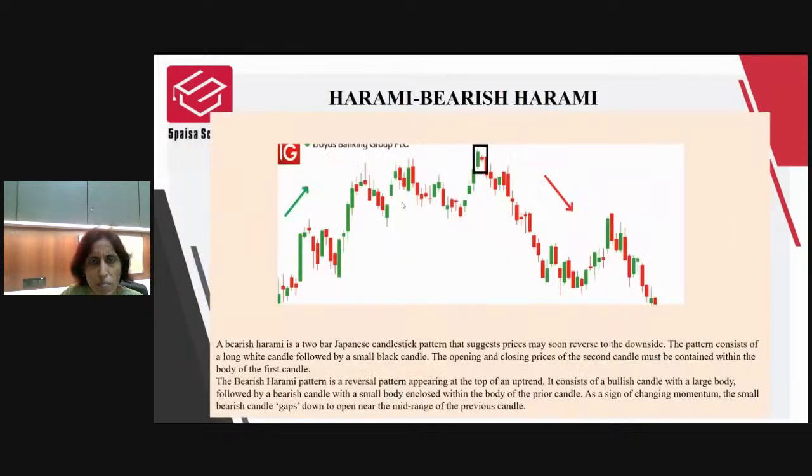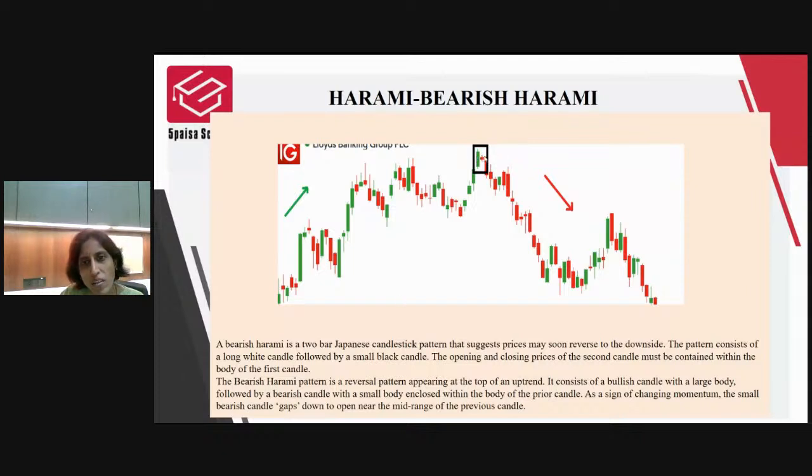So here is the chart type of a bearish harami. As you can see, the market is going up, and then you see this green real body followed by a red real body, and this red real body is very much contained within the previous day's candlestick, which was green in color. This small real body is very much contained in the previous day's candle, which was bullish in nature.